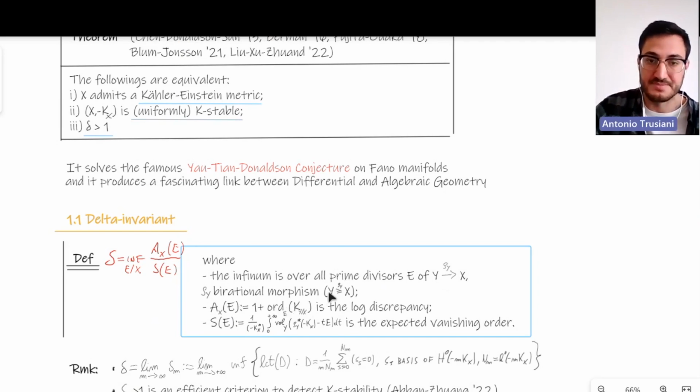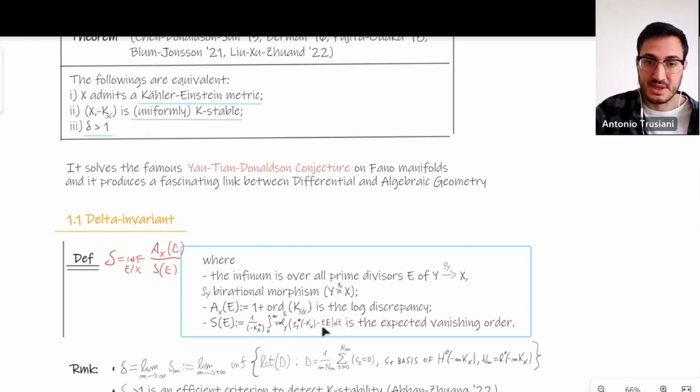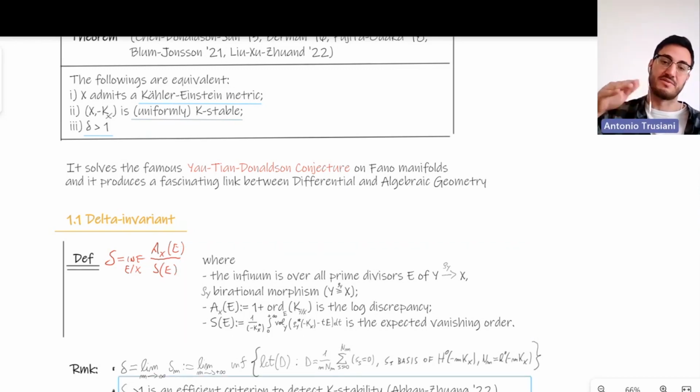So this is a partial order. And you consider all prime divisors E, and you take this infimum, where in the numerator there is the log discrepancy. So this is a measure of the singularity of these prime divisors E with respect to X. While in the denominator there is this expected vanishing order. So it is a quantity that is described by this integral. So it measures how fast the volume goes to 0 when you move in the direction of the exceptional divisor of the divisor E.